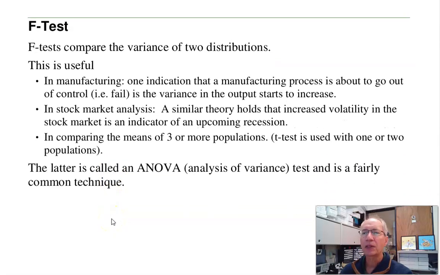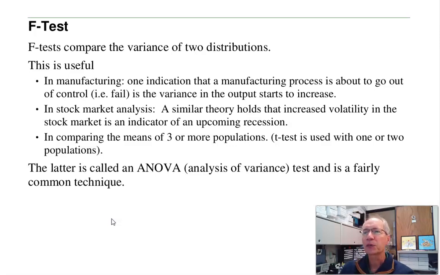Now, so far we've looked at a t-test and a chi-square test. Here's a third test, the F test. A t-test is a test of a mean. A chi-square test is a test of a distribution. And an F test is a test of the variance of two distributions.